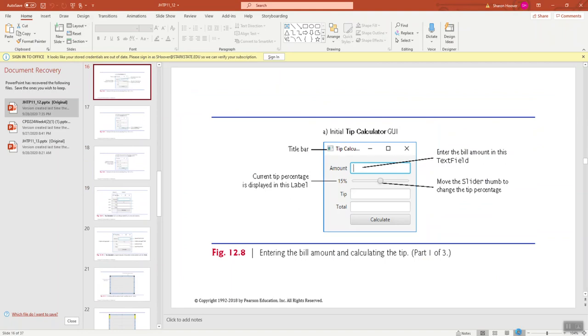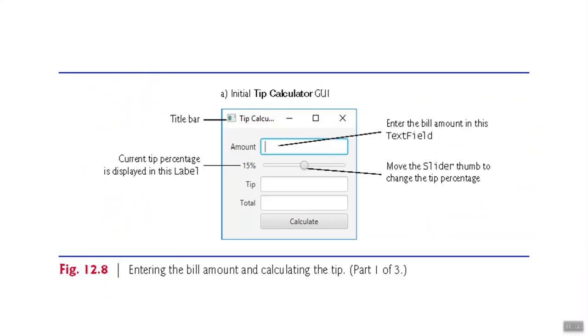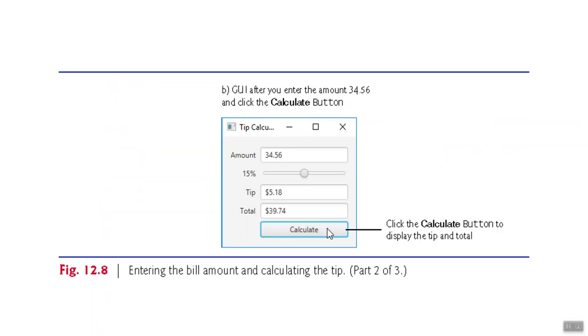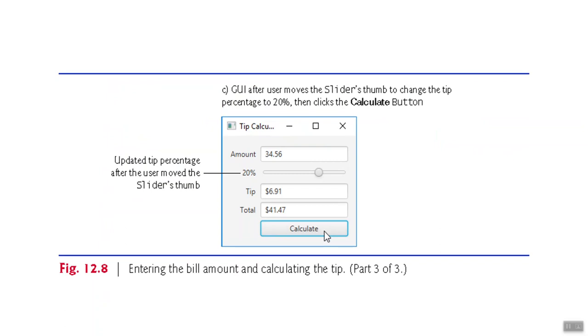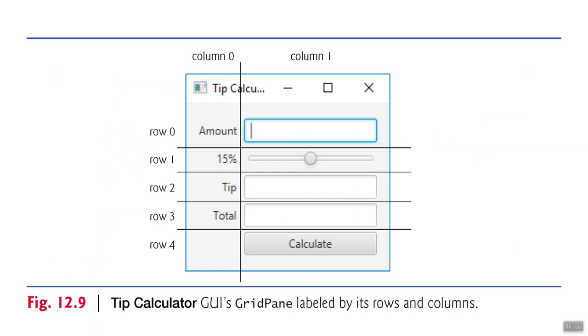There we are. Okay. So the tip calculator, as I said, allows the user to type in a bill amount and move the slider thumb to change the tip percentage. And then press calculate and it will provide a tip and a total. So here we see it with some sample values in there. If the user would slide the thumb on the slider up to 20%, we would see that reflected in the calculated tip and total.